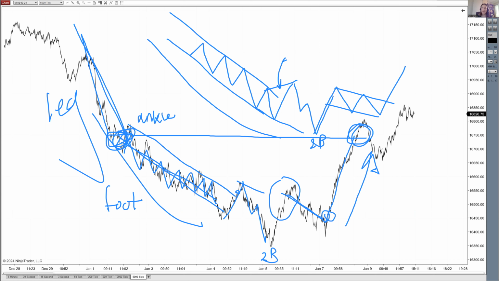What you'll see here is that as we were pulling back overnight, we started to get a little bit of that shifting coming into play. And let me clear this and go down to that smaller time frame. So here is that shift.